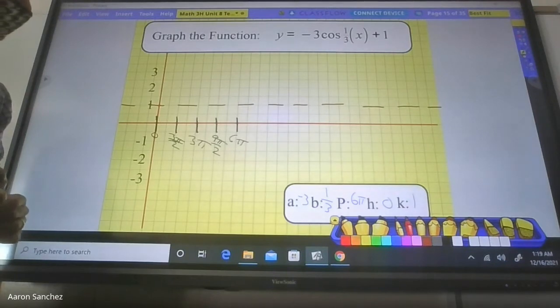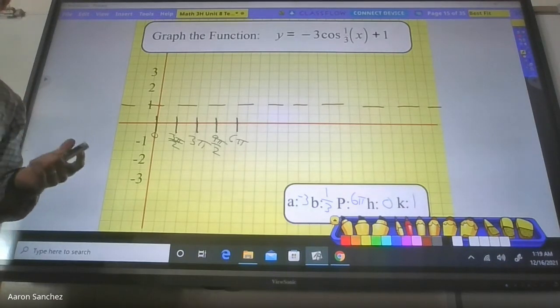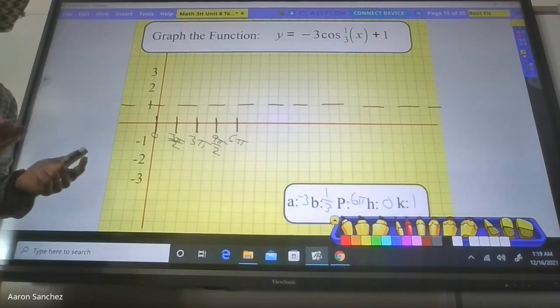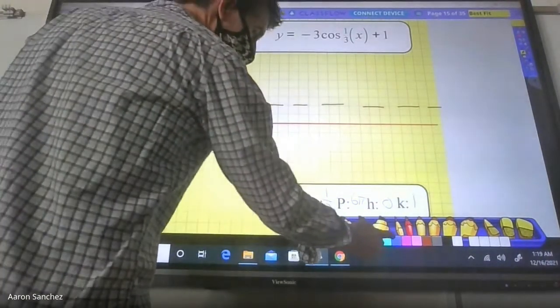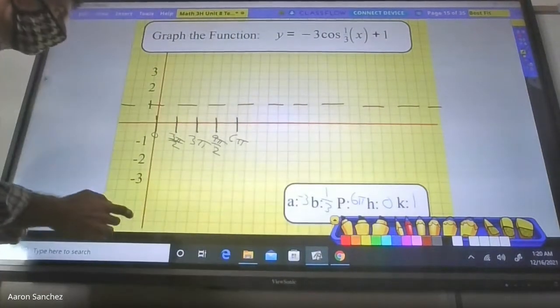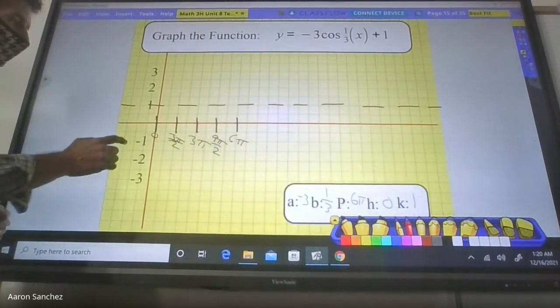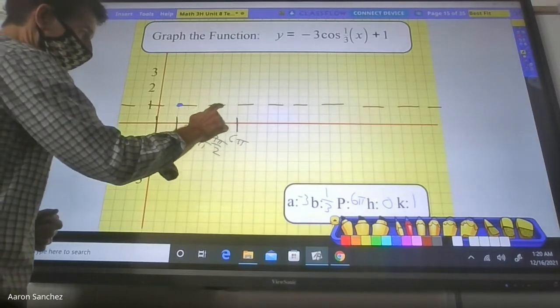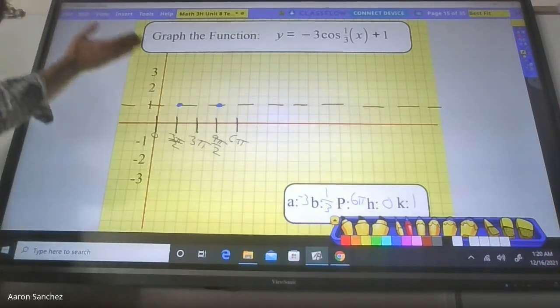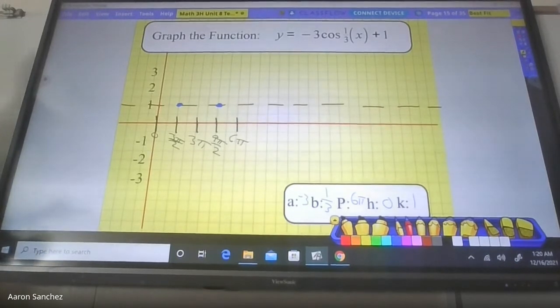The A, -3. But first, let's do our zeros. Can we do our zeros? What are we doing? Sine or cosine? Cosine. Let's do our zeros. I'll graph in blue. That'll be easy. Where are my zeros? 2 and 4. Second one, and the fourth one. Of course, my zeros are now up there, right? You understand? Who understands everything so far at this point? Okay.